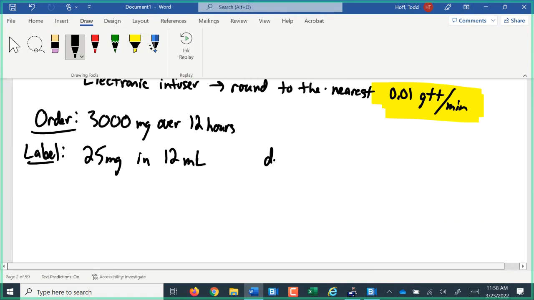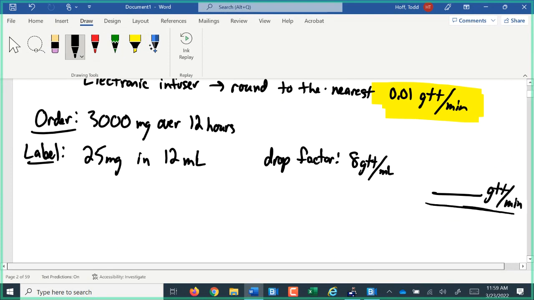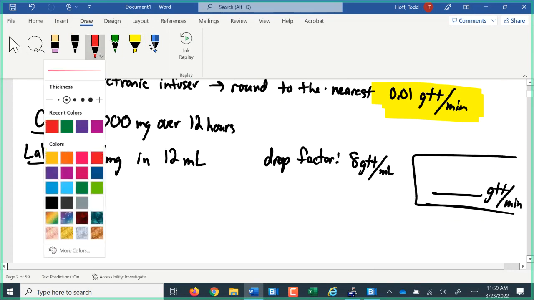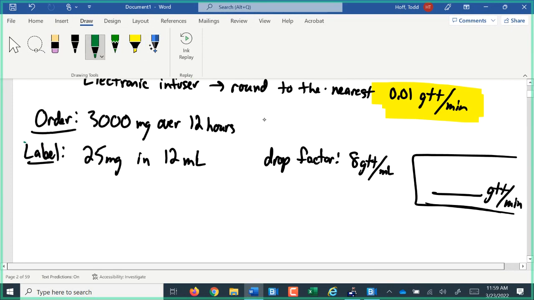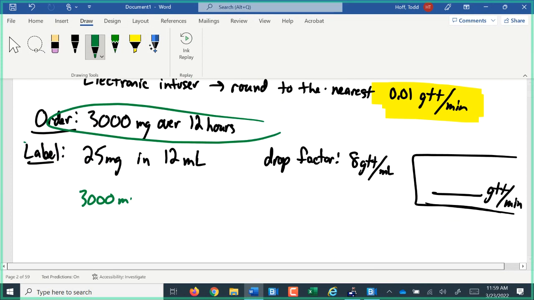And a drop factor of 8 drops per minute. So this is a relatively viscous fluid. And of course, we want to know in drops per minute what our flow rate is going to be. So as always, we'll start with the doctor's order, 3,000 milligrams for 12 hours.